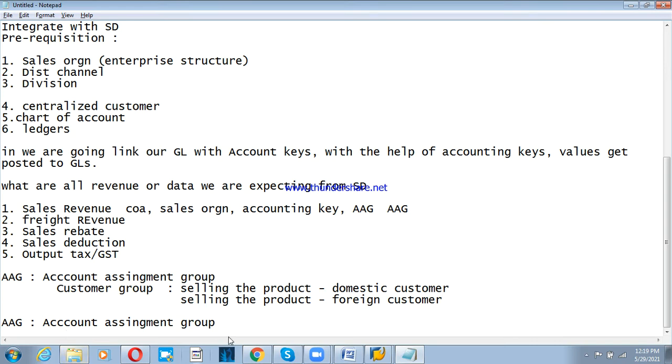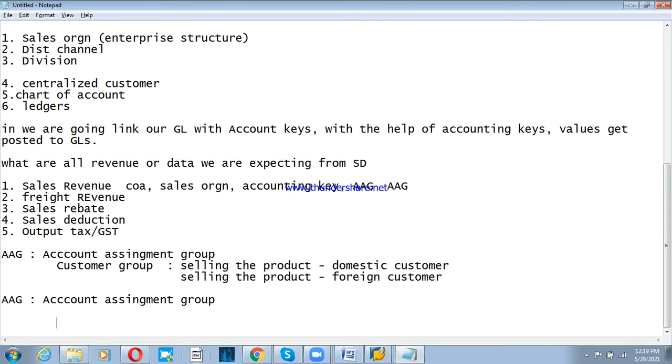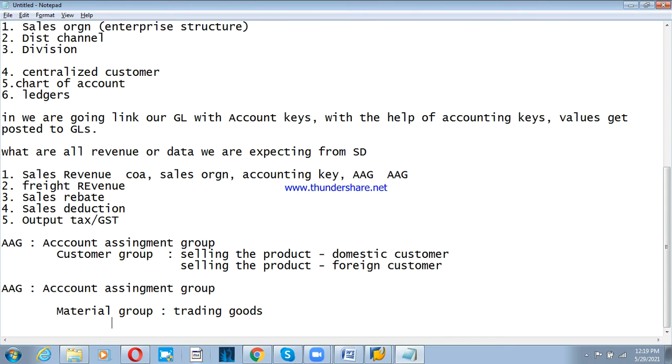Then we have one more account assignment group, which is what we call the material group, right? We are selling the product to my customer. Which materials are we going to sell? We can sell only 2 types of material to my customer, either trading goods or finished goods.